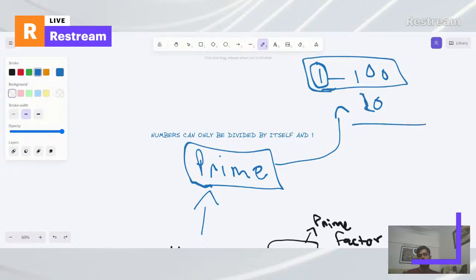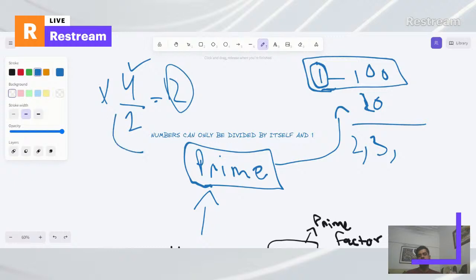Just to name a few, 2 is a prime number, 3 is a prime number. Is 4 a prime number? If we write 4, can 4 be divided by any number other than 4? Of course, it can be divided by 2. So if 4 is divided by 2, then it's not a prime number.